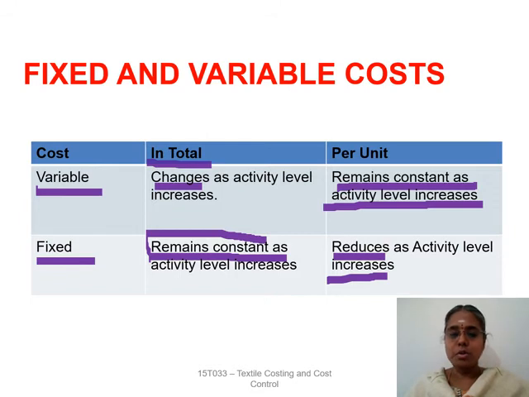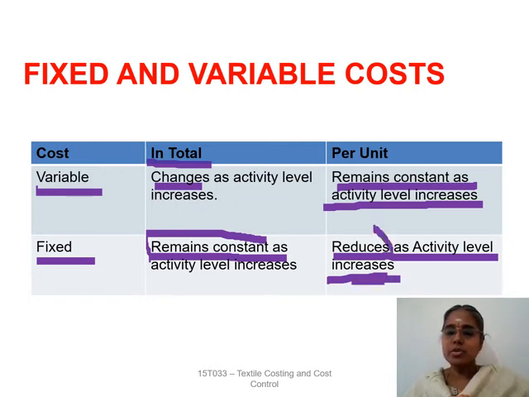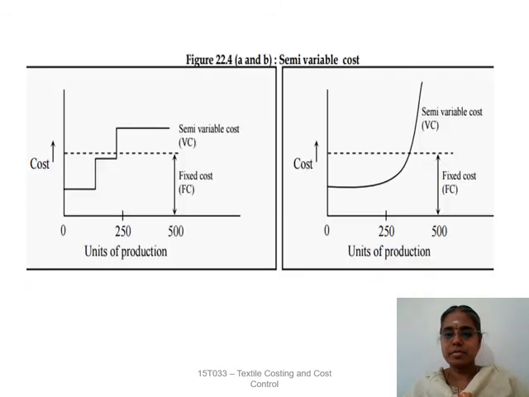I'm sorry, if you produce 2,000 products, you are going to pay the same rent of 10,000. 10,000 divided by 2,000, then it is only 5. It is less. So it reduces as the activity level increases. If you produce more, your fixed cost per unit reduces. This is the meaning here.